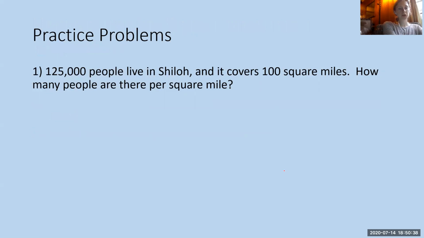All right, so now we're going to do a few practice problems together before we finish up for today. Number 1, 125,000 people live in Shiloh and it covers 100 square miles. How many people are there per square mile? So people per square mile. So we've got 125,000 people.